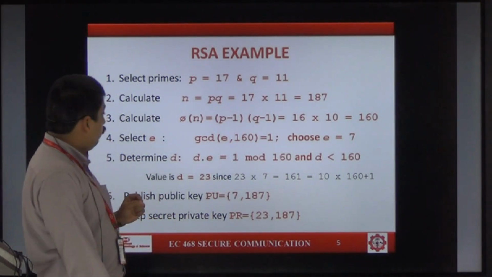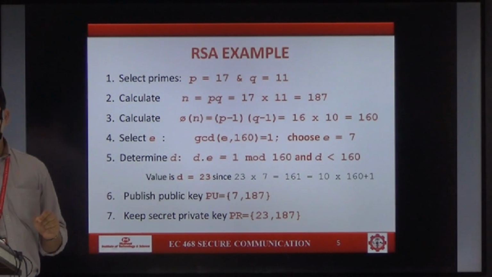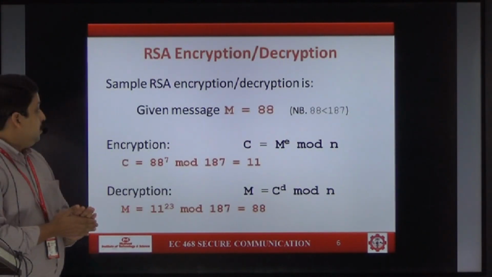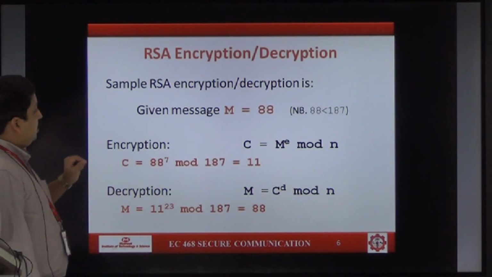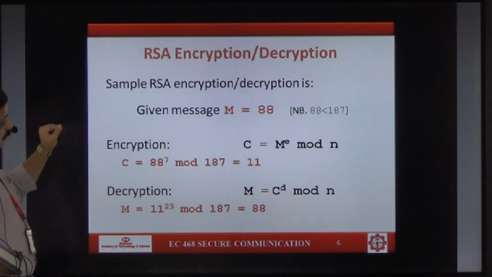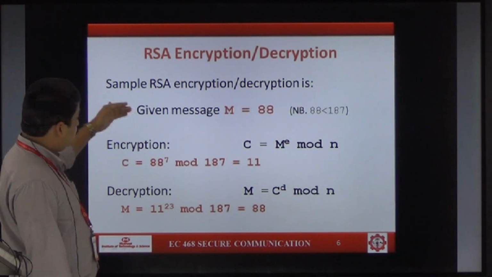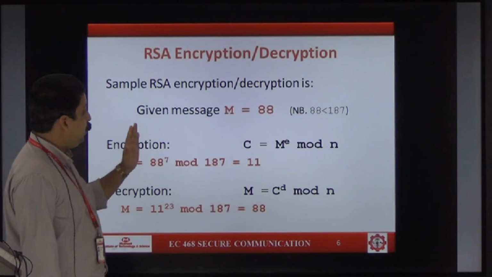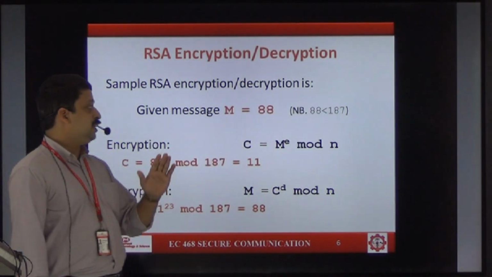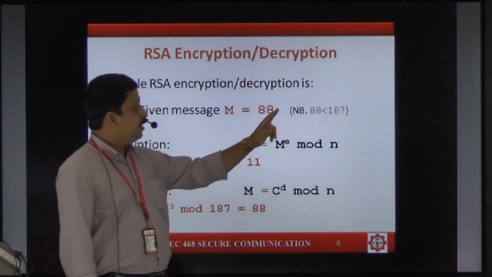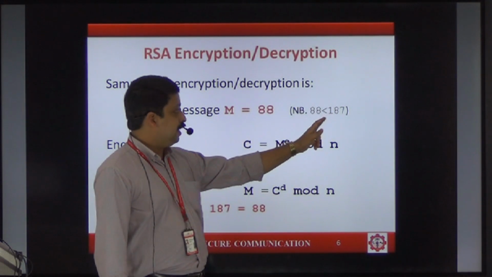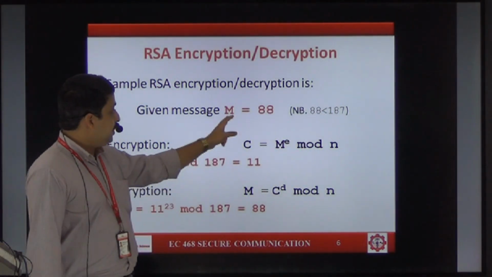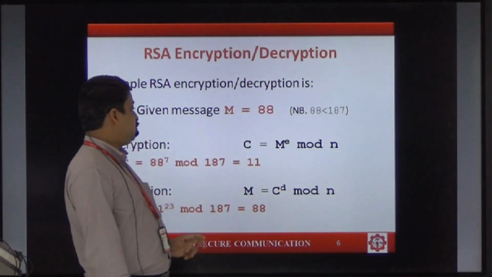Now we will do one more example to make this concept clearer. Suppose the message value M is equal to 88. The condition to be satisfied is that M should be less than N, which in this example is 187. So 88 is less than 187, and that condition is satisfied.